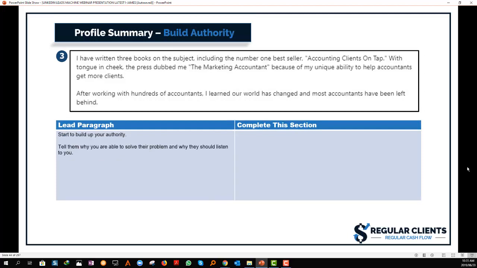Now what's got to happen is now I've got to build my authority, right? So I've built that empathy. Now I've got to get to the point where I say, listen here, this is why you must listen to me, all right? Because I know what I'm talking about. And you're going to do the same. And again, it's just a couple of sentences. So let's have a look at how I've actually gone ahead and done that. So I say I've written 3 books on the subject, including a #1 bestseller, Accounting Clients on Tap. With tongue-in-cheek, the press have dubbed me the marketing accountant because of my unique ability to help accountants get more clients. After working with hundreds of accountants, I learned our world has changed and most accountants have been left behind.